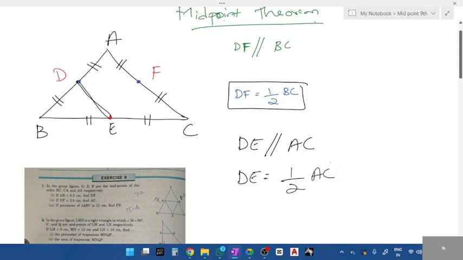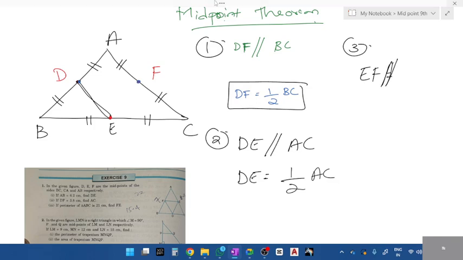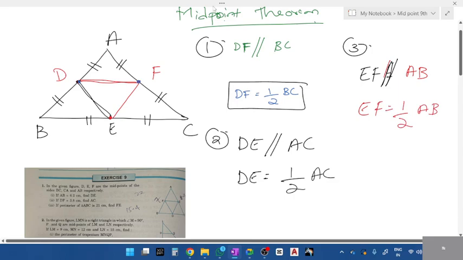Yes. So this is the first midpoint line, the second midpoint line. Which is the third midpoint line we have? EF. Yes. So EF will be parallel to. Let me connect all three together. EF will be parallel to AB. Therefore, just write the formula. EF is equal to half of AB.